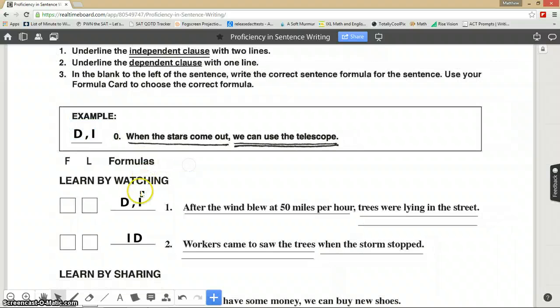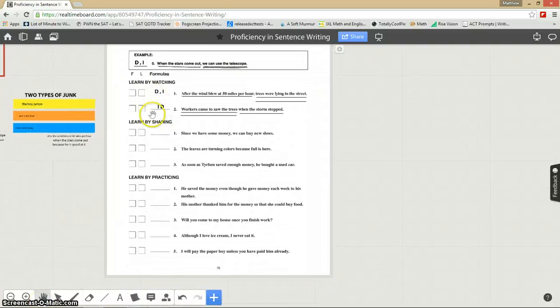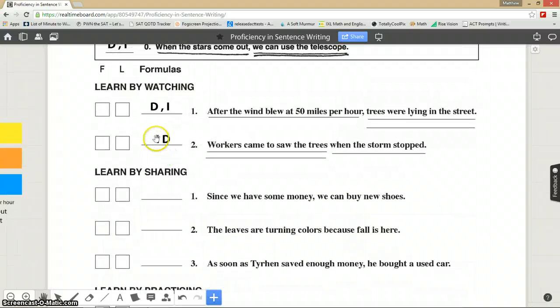That's the structure. All of the sentences on this worksheet are going to be either D, comma, I, or ID. If everything's in its natural order, which is independent, which is subject verb, an independent clause, and then junk, which a dependent clause can be. If it's in its natural order, where it goes subject, workers, and then verb came, and then junk, there's no comma in it. So ID or D, comma I, those are the two things.